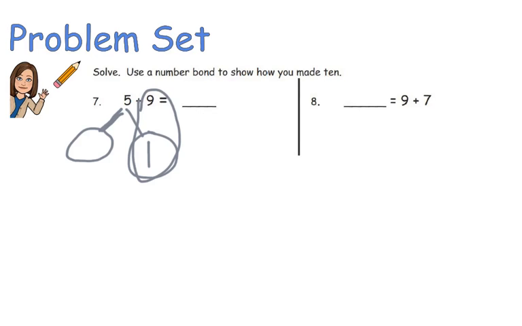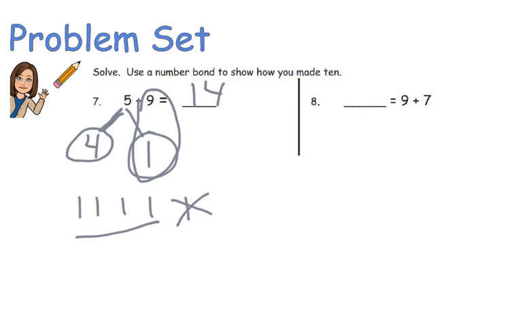So now we have to figure out how many are left in the 5 that we didn't use. Let's see. If we had 5, 1, 2, 3, 4, 5, and we used 1, so I'm going to cross it out. How many are left? 4. Very good. So now, what's 10 plus 4? 14.